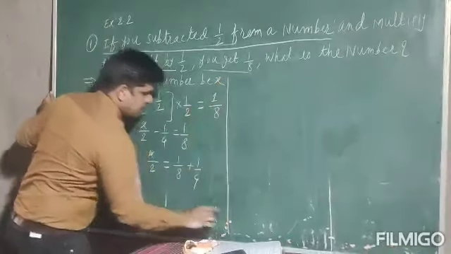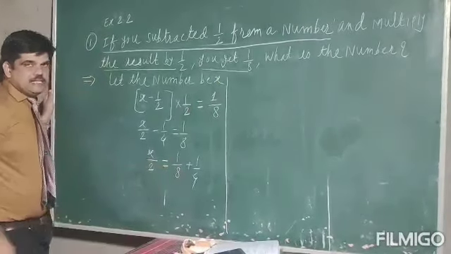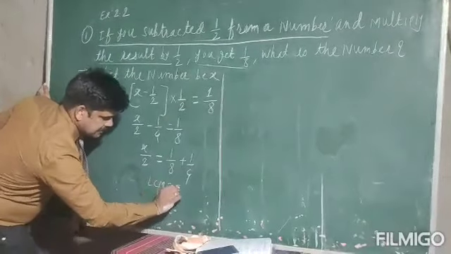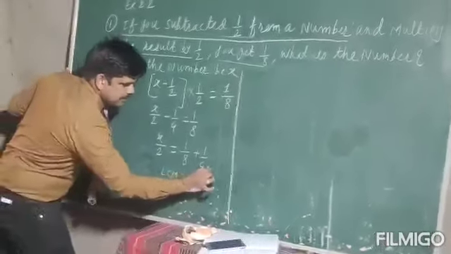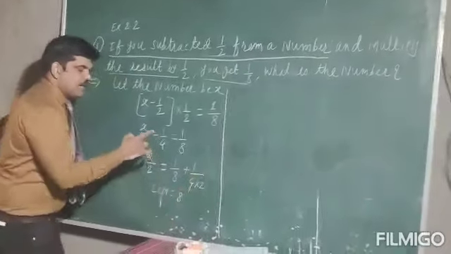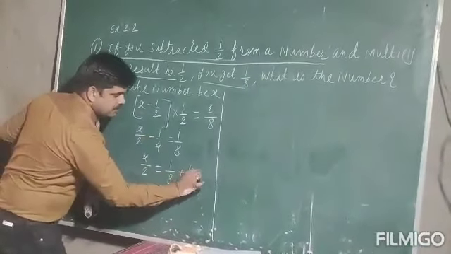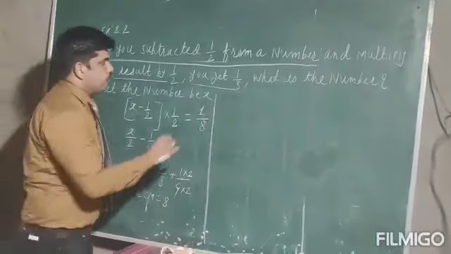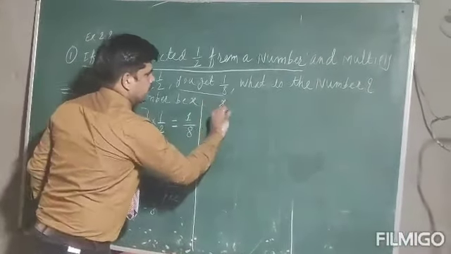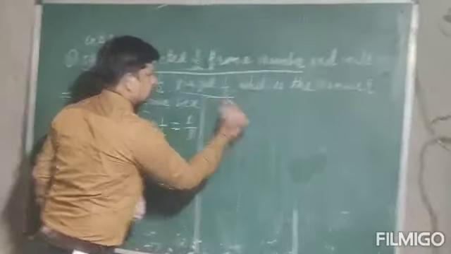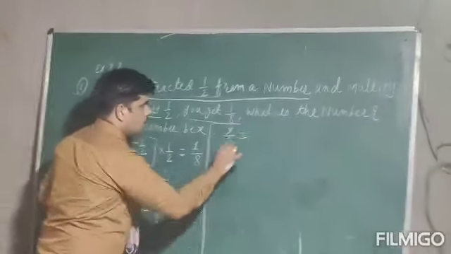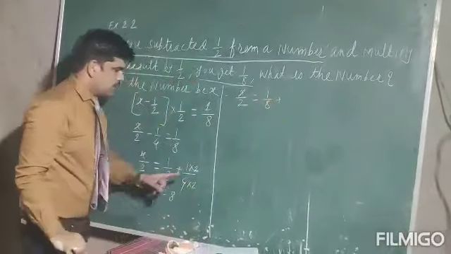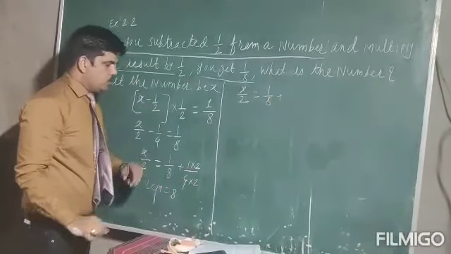Okay, so this is the plus. Here we need to take the LCM as 8. So what is the LCM here? In the RHS, 8 is the LCM. So multiply here by 2. If you are multiplying some number to the denominator, the same number you have to multiply to the numerator also. So therefore it is x upon 2 is equal to 1 upon 8 plus 2 into 1 and 2 into 4.